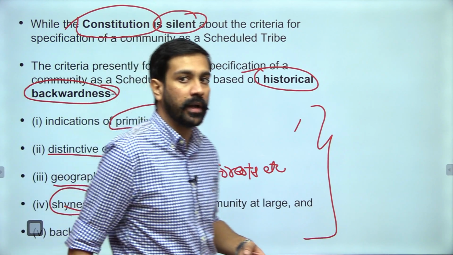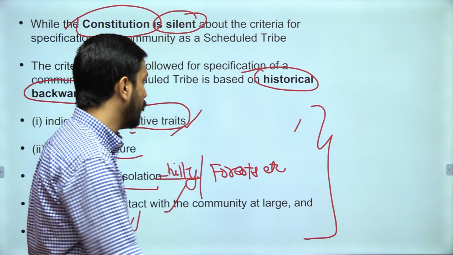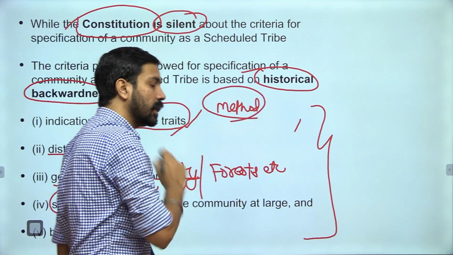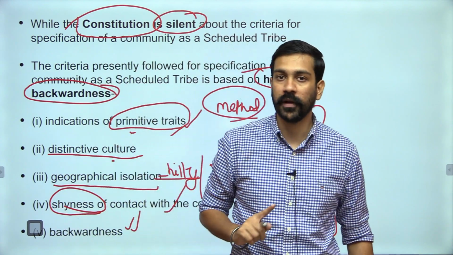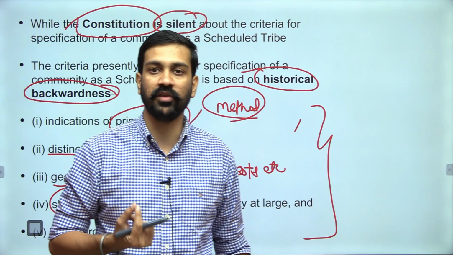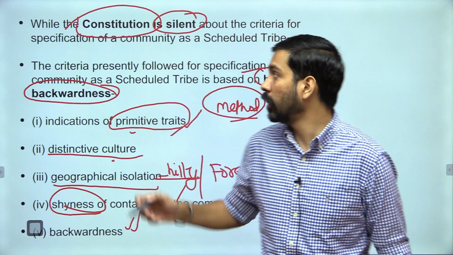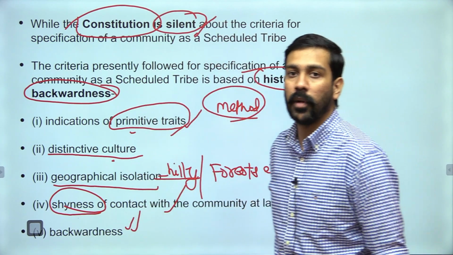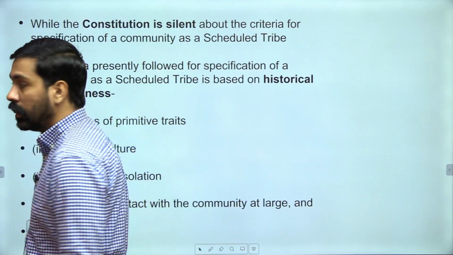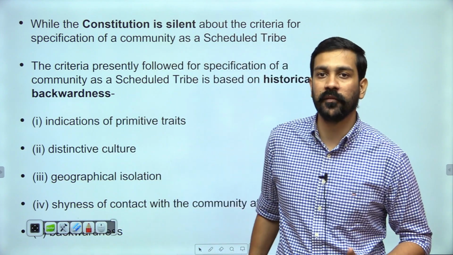It may be social or economic, but you need to remember that this kind of traits or methodology is not mentioned in the Constitution of India. The Constitution is silent about it. The Government has devised its own method on the basis of which it identifies a tribe as a scheduled tribe. The Constitution of India is silent about it. So these are the things that were prominent with respect to your society part in the weekly current affairs.